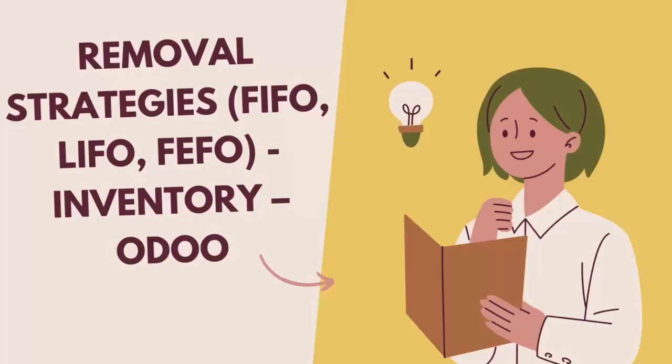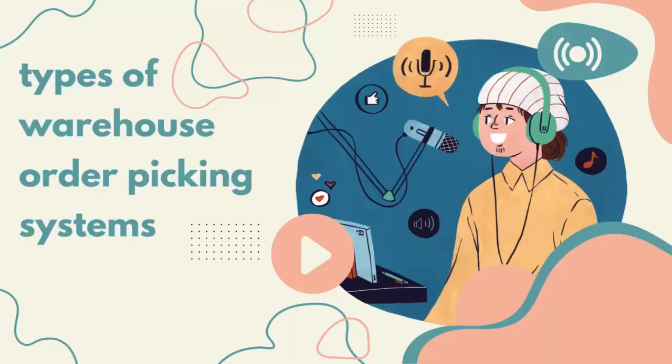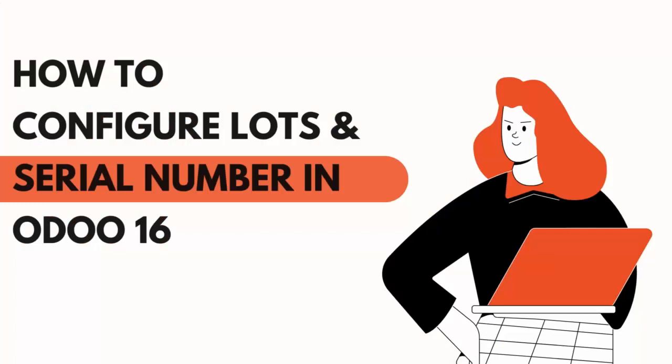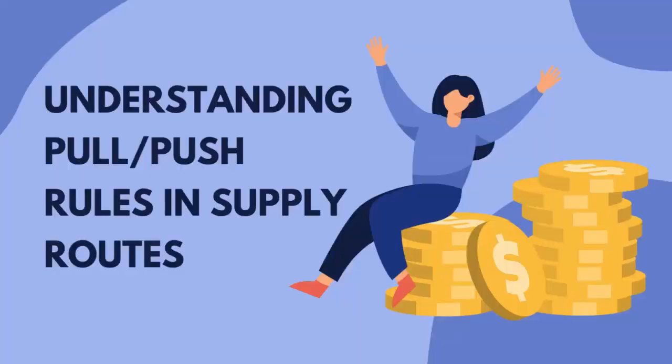Removal strategies: FIFO, LIFO, FEFO inventory in Odoo. Types of warehouse order picking systems. Handling perishable products in Odoo 16. How to configure lots and serial numbers in Odoo 16. Understanding pull-push rules in supply routes. Use lots to manage groups of products.